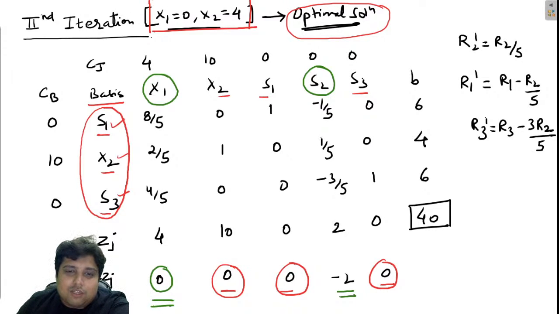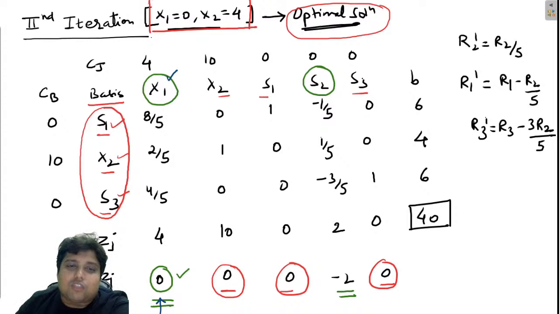So basically this was to be a positive value or a negative value, but this is turning out to be 0. What this indicates, let me tell you. If I simply select this as the entering variable, you know what will happen? X1 will go inside the table, and if X1 enters the table, someone out of S1, X2 and S3 will leave the table.